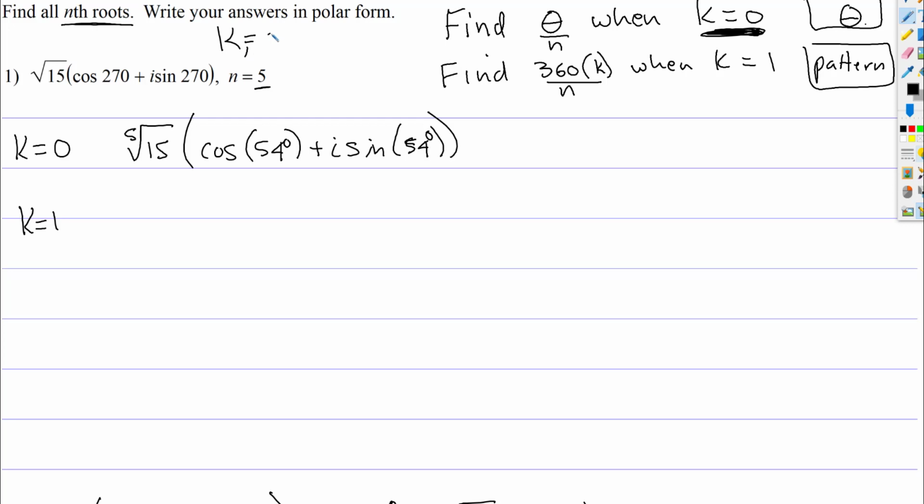All right? Now, when k is equal to 1, and since n is 5, our k's are going to go up to 4. 0, 1, 2, 3, 4. That's 1, 2, 3, 4, 5. Well, remember the pattern. We're adding 360 times 1 divided by 5, which is 72 degrees. So 54 plus 72 is 126 degrees.